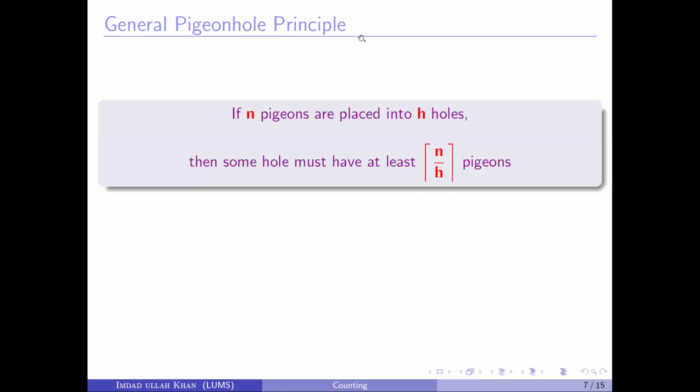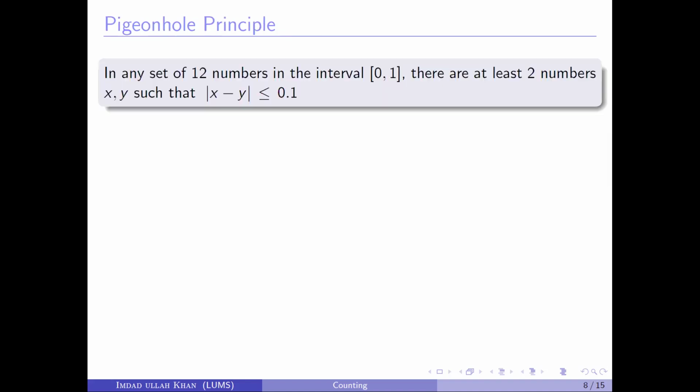So we can generalize this principle. We have n pigeons and h holes. So the ceiling of n over h is the minimum number of pigeons which some hole should be having.